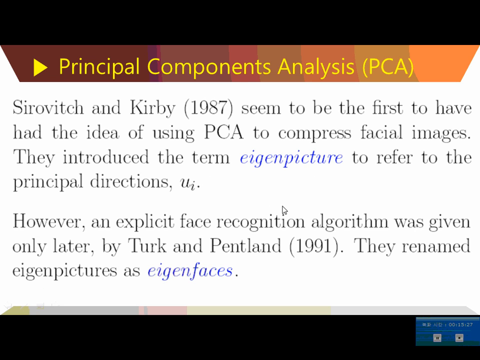And here, one application of PCA is image recognition, like this, which is called eigen pictures, eigen faces. In 1987, Sirovich and Kirby tried to use the idea of PCA to compress facial images, and they introduced the term eigen pictures because it used the eigenvalues and eigenvectors to prepare the principal directions ui. But an explicit face recognition algorithm was given by Turk and Pentland in 1991, and they renamed eigen pictures as eigen faces.